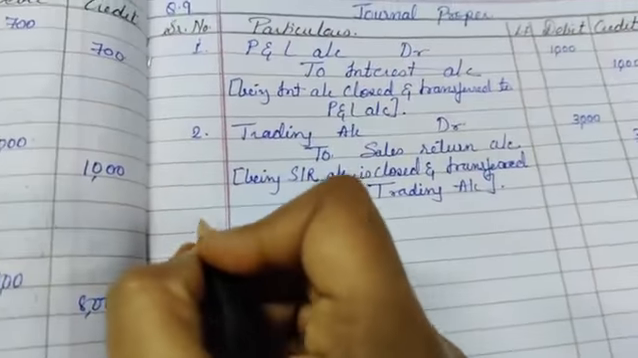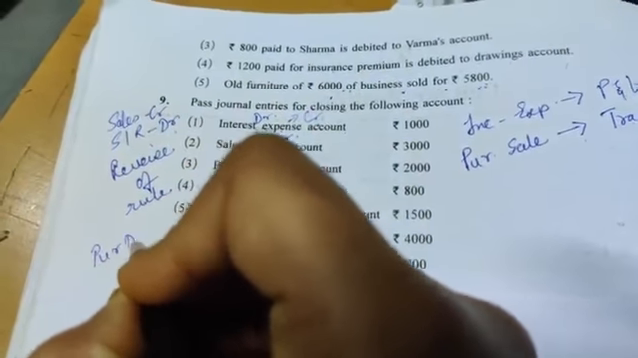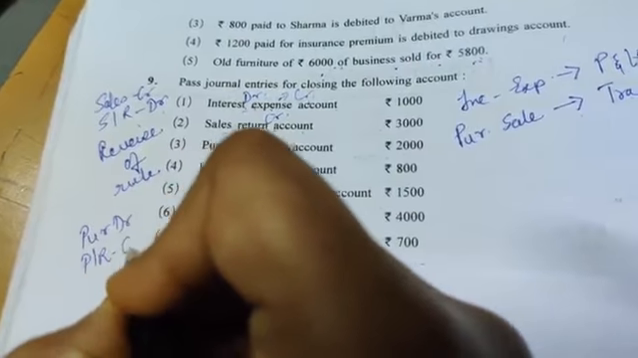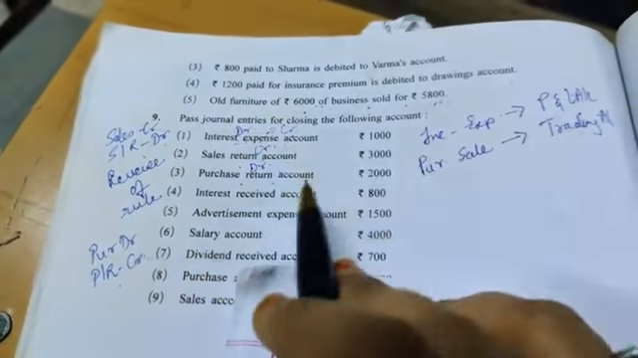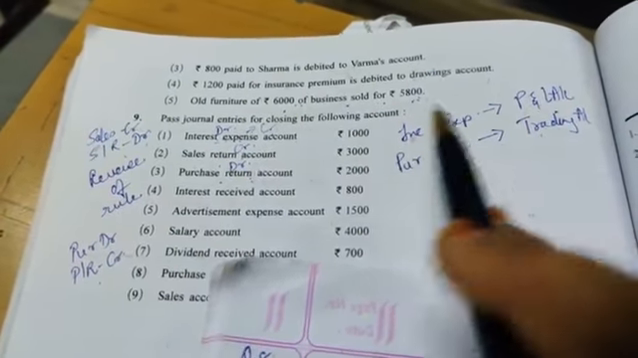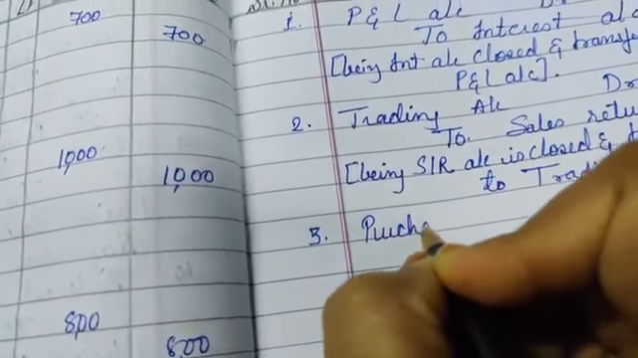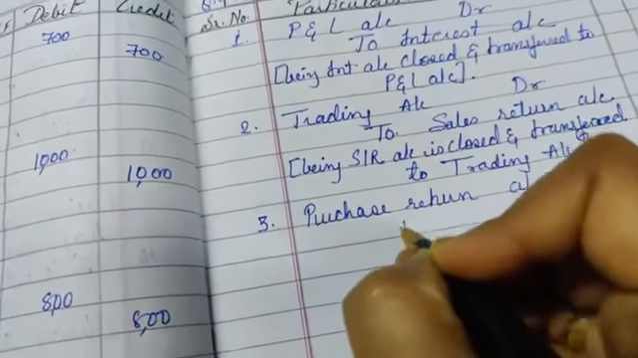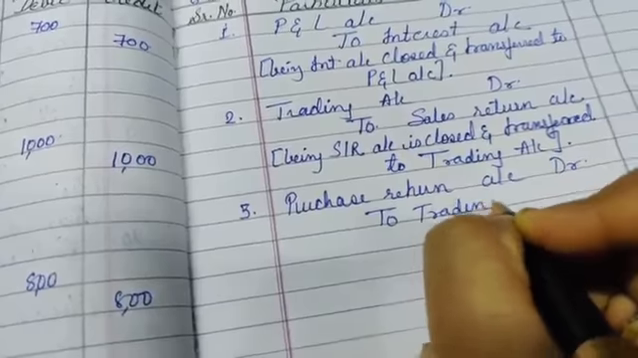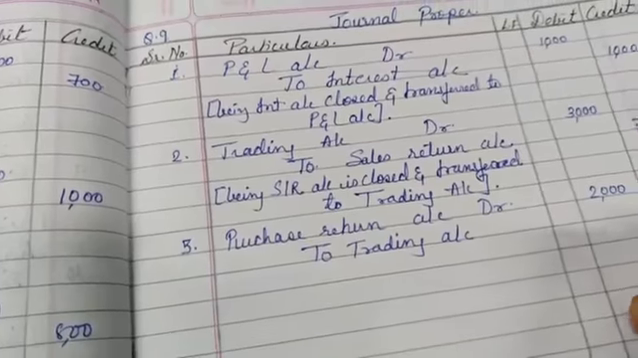Okay, then see the third, purchase return. Again, purchase is always debited, purchase return is always credited. Reverse of this rule, so it will go to the debit side. Purchase is related to trading account. So how will the entry be? Purchase return account debited to trading account. So here we will write down the entry: purchase return account debited to trading account. The amount is 2000 and 2000.